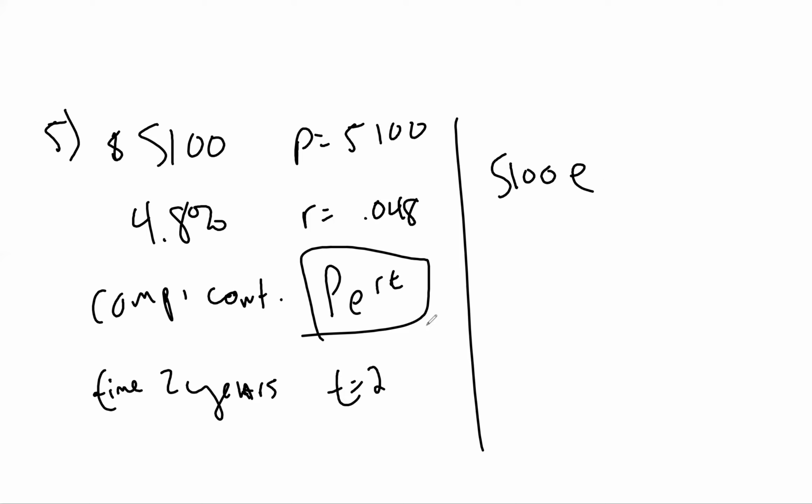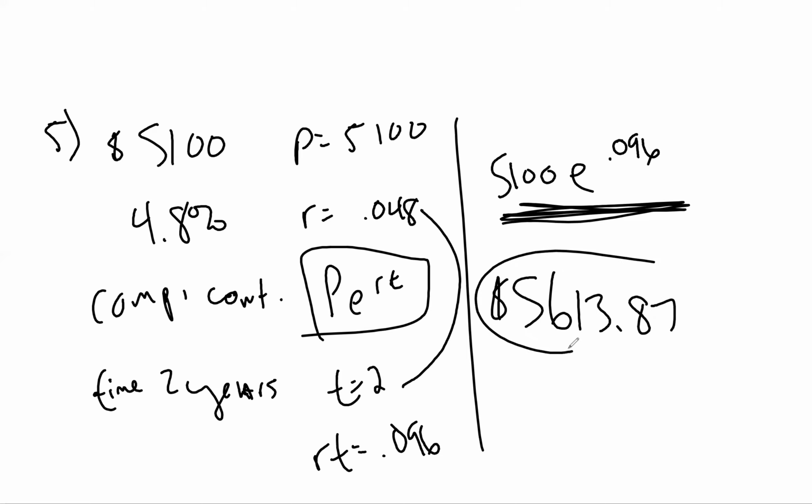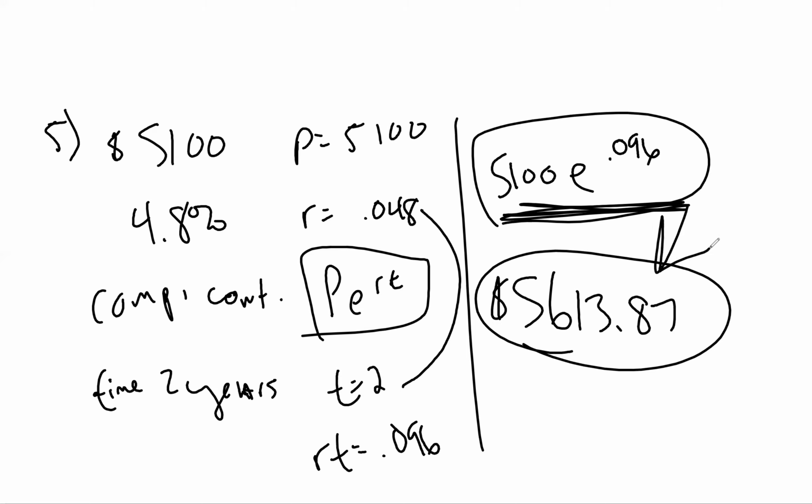And so I think it was Taylor who said, let's take the R and the T and multiply them together first. That's a great idea. So let me do that because I haven't done that yet. What do I get? 0.096. So I'm going to raise this to the 0.096. And this is what I type into my calculator. And then I hit enter. And when you do that, the answer that you should get is $5,613. And we're going to round it off to the nearest cent, so 87 cents. So take a second, make sure that when you type this in, this is what you get. I need to know if it's not happening.